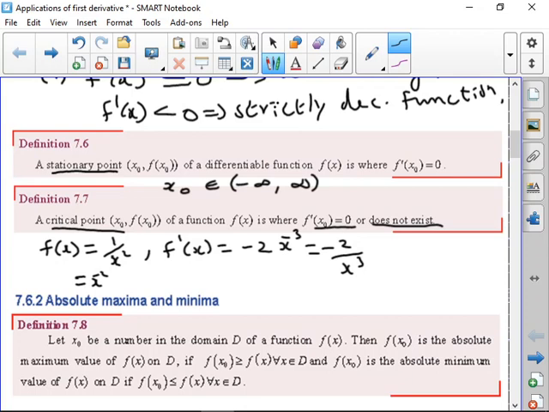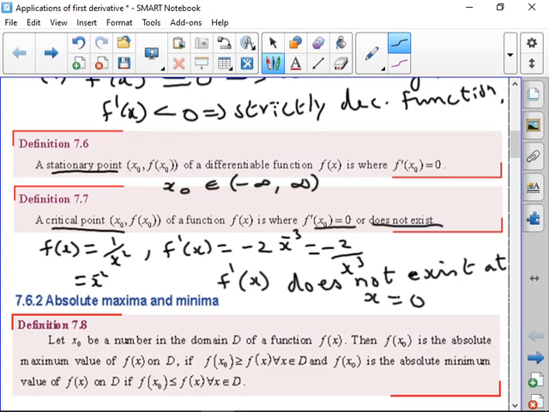F dash of x does not exist at x is equal to 0. So what is the critical point? 0, f of x naught is the critical point. Okay, 0 is a critical point. Is it clear to all of you?